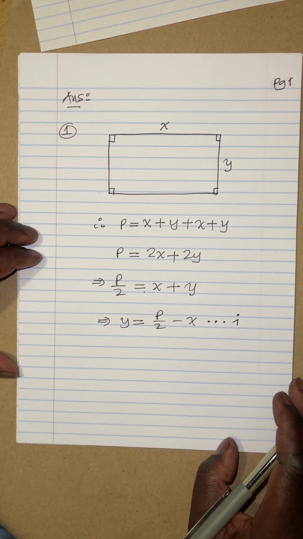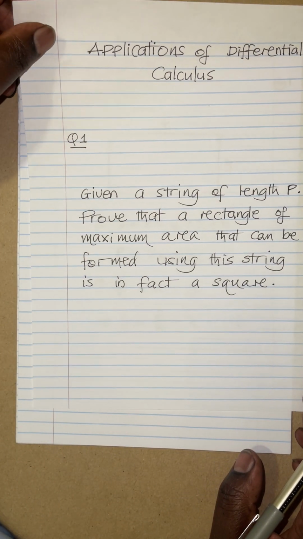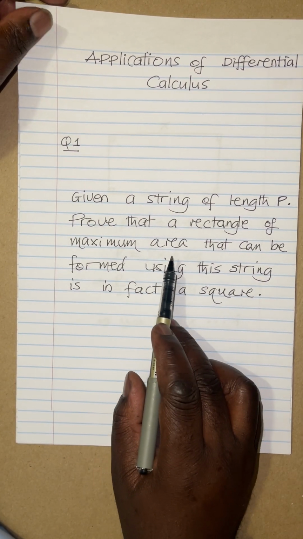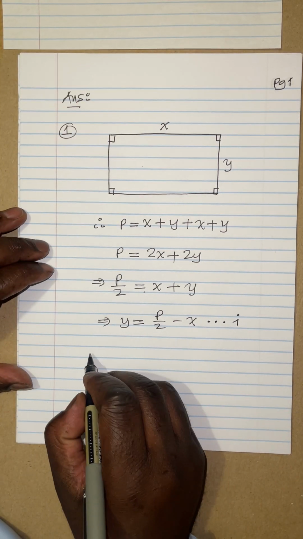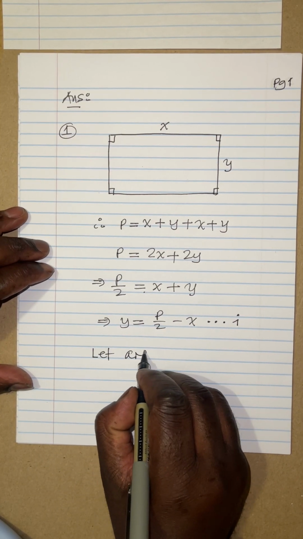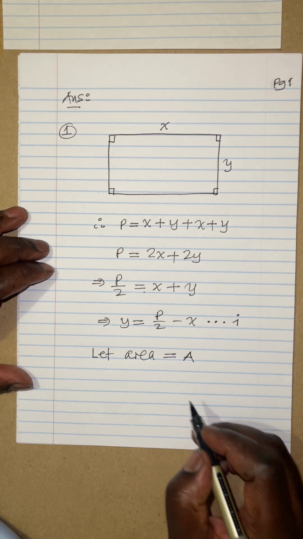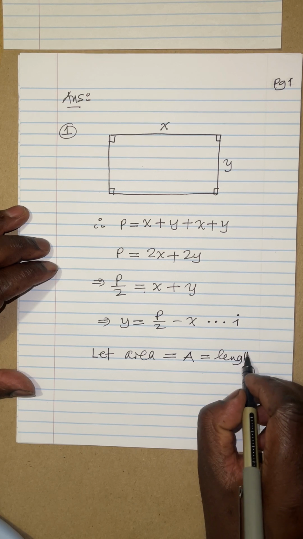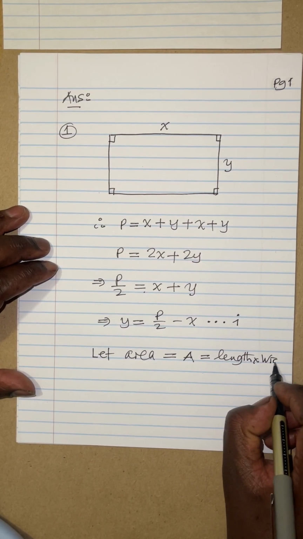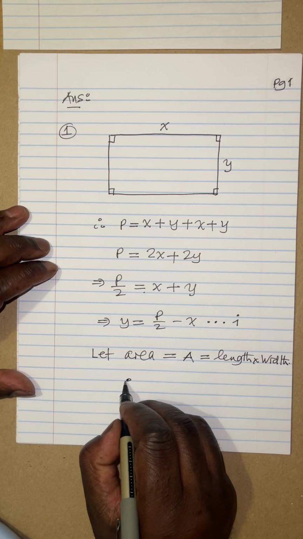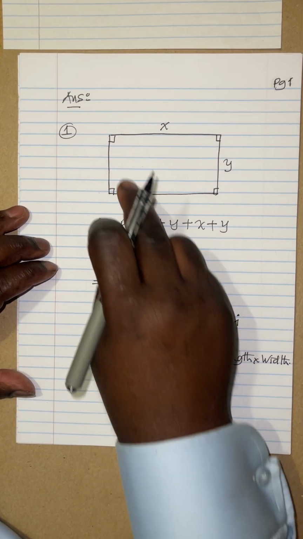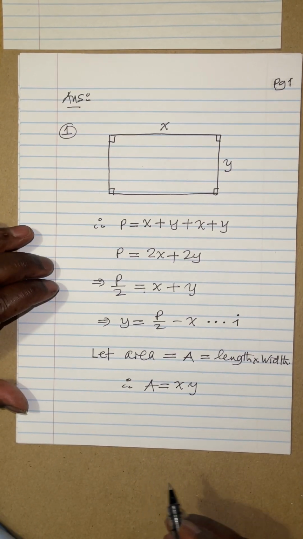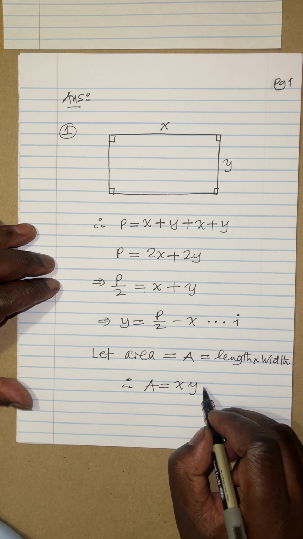Now, the question also talks about maximum area. It says, given a string of length p, prove that a rectangle of maximum area. Okay, so we're going to let area be equal to capital A. And we know area of a rectangle is length times width. So we're going to say, therefore, our A is going to be equal to, what is our length? x. What is our width? y. Let's call this equation number 2.